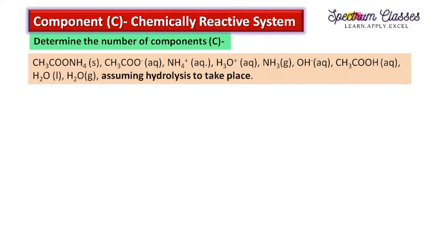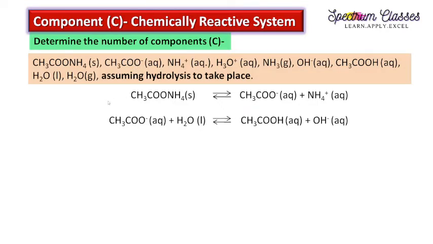Now coming to the next question of this type. The question is: determine the number of components for this system, assuming hydrolysis takes place. Here we have to consider hydrolysis, right? So first we need to establish the equilibrium between the given solid and aqueous ions. Here I have established the following equilibria for the given species, to the best of my knowledge.